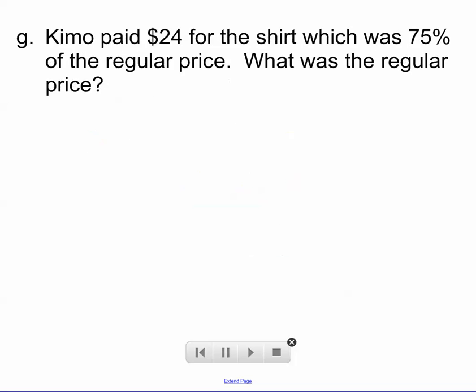And last one for today. Kimo paid $24 for the shirt, which was 75% of the regular price. What was the regular price? Okay, so we know that 75% of the regular price that we don't know is $24 because that's what he paid.